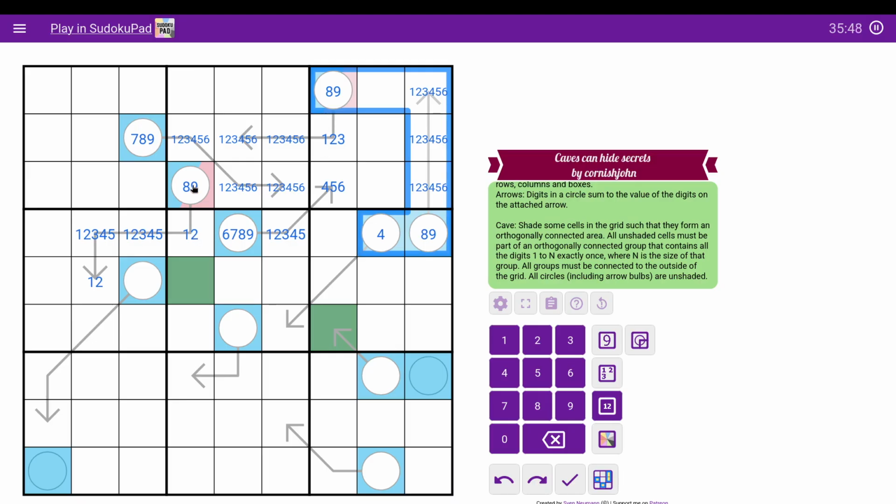If this is unshaded, then one of these is shaded. 9, 9, 9. No, sorry, 9, 8. 9, 7, 8. 1, 1. 2, 5, or 3, 4. 4, 5, 6. 4, 5, 6, adding into 7, 8.